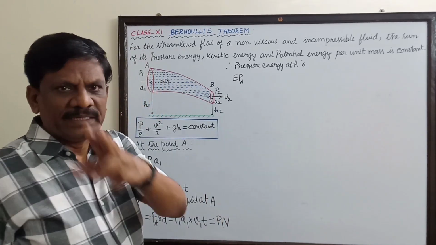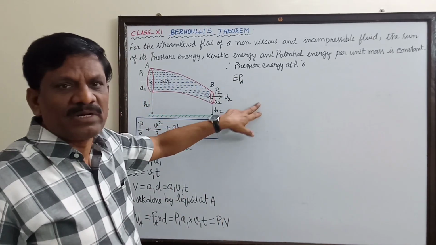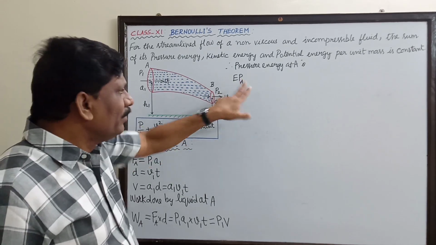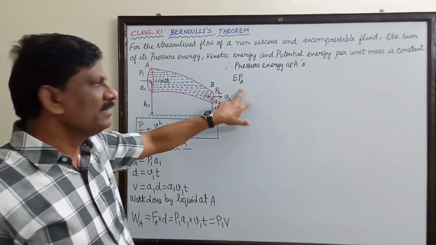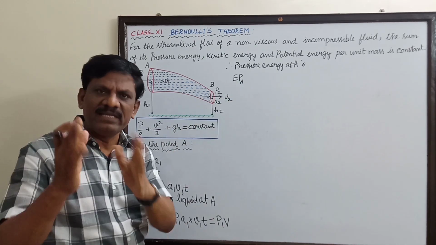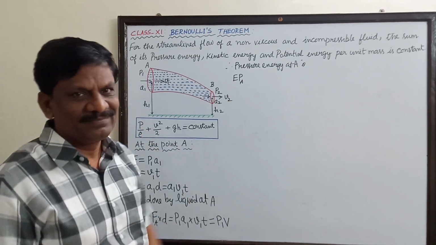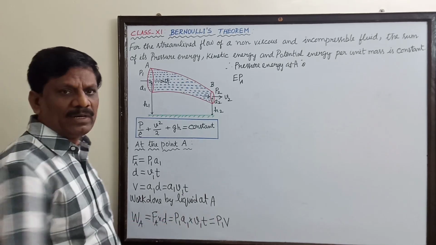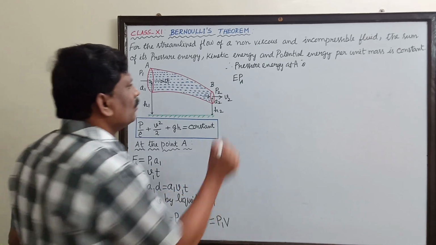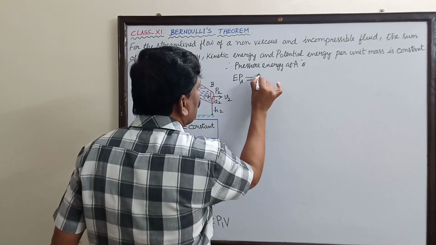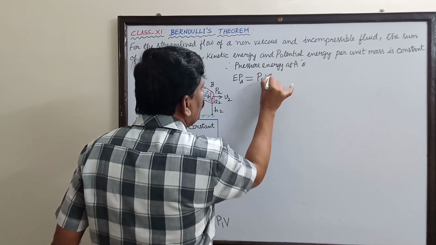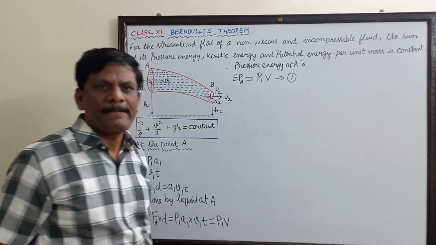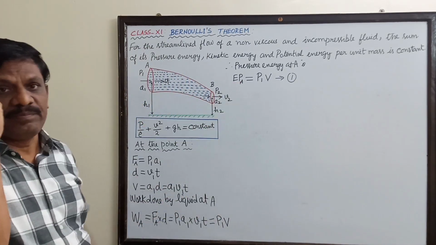So care must be taken, my dear students. PE means potential energy, as we have been used to. Now EP means what? It is the pressure energy. Suffix A means the pressure energy of the liquid at A. So this work done WA becomes the pressure energy. So this is also equal to P1 into V. So this is the first step.